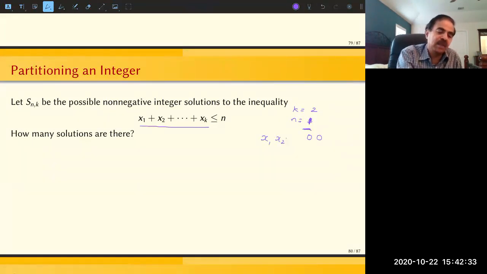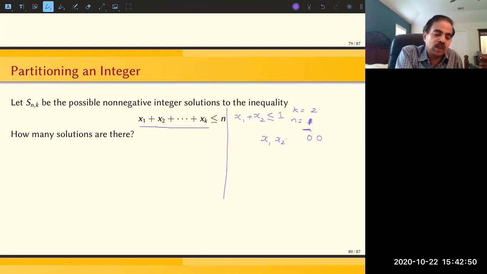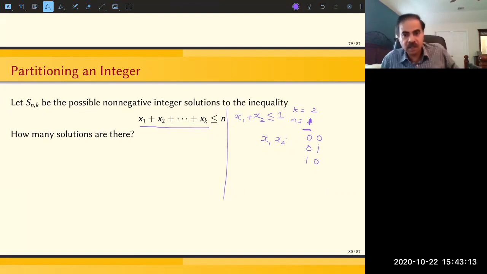So we want to find, we are looking at a special case where x1 plus x2 is less than or equal to 1. If we set x1 to be 0 and x2 to be 0, that's one possible answer. Then 0, 1 and 1, 0. So those are the three possible ways of achieving a sum less than or equal to 1 using two integers. So this is the problem that we are trying to solve.